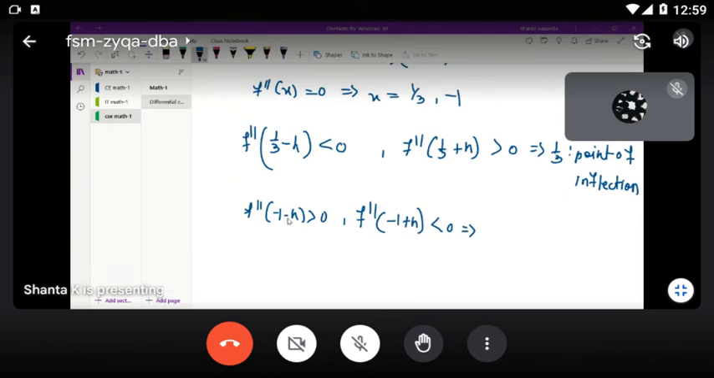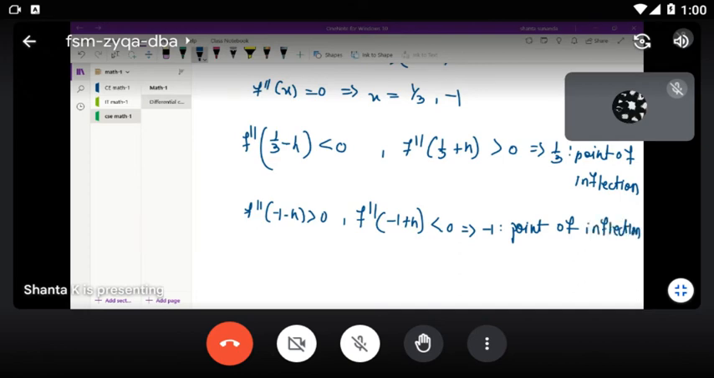So again, you see concave upward to concave downward. So this 0, I'm sorry, it's minus 1. Minus 1 is a point of inflection. Okay, so it's again a point of inflection. So we are getting 2 points of inflection. Any other point where it is changing direction?